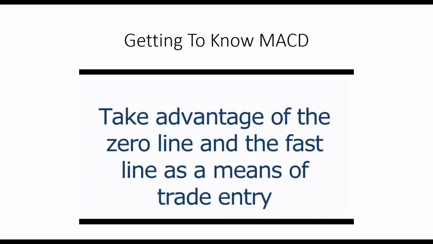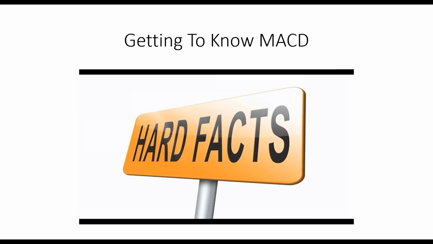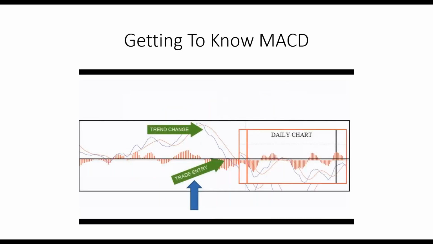Another way that we can use this indicator is to take advantage of the zero line and the fast line as a means of trade entry. Again, keep in mind the lagging nature of all indicators with this trading method, and highly consider using multiple time frames for your trading. You can see the change in trend during the moving average crossover.